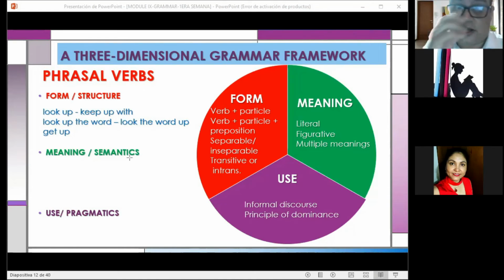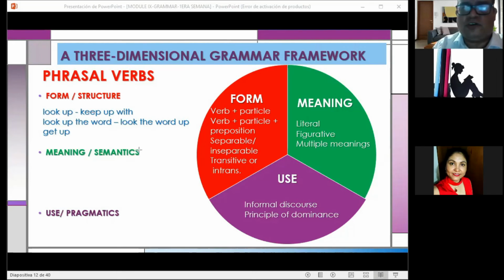For example, this is a rule about this. You use object pronouns when you separate the phrasal verbs, but you don't use them when it's together. You cannot say I look up it. No, I look up the word or I'm looking up the word, but it's not possible to say I'm looking up it. No. You use the object pronouns between the verb and the particle. I'm looking it up.